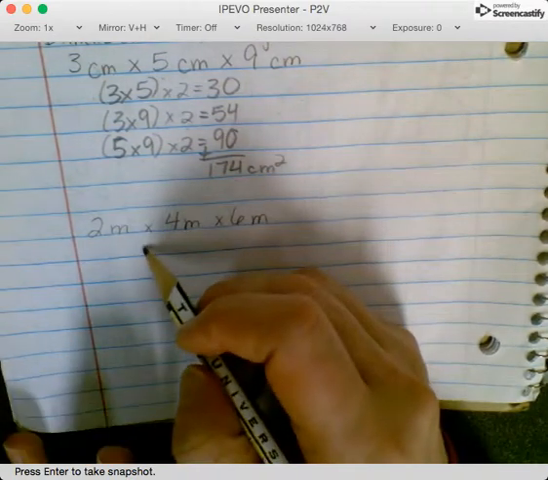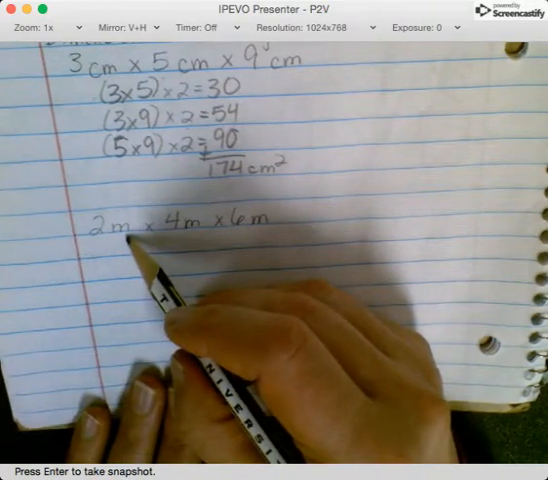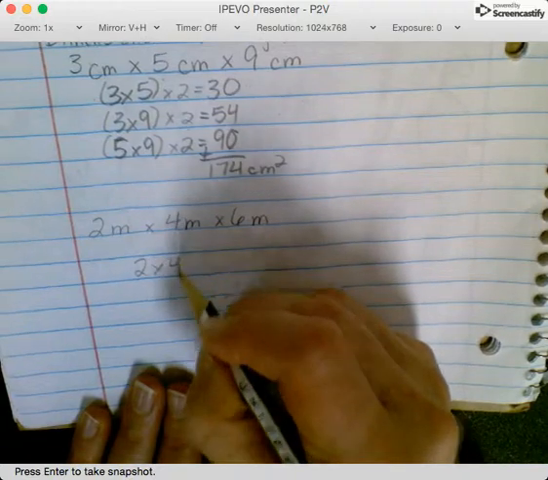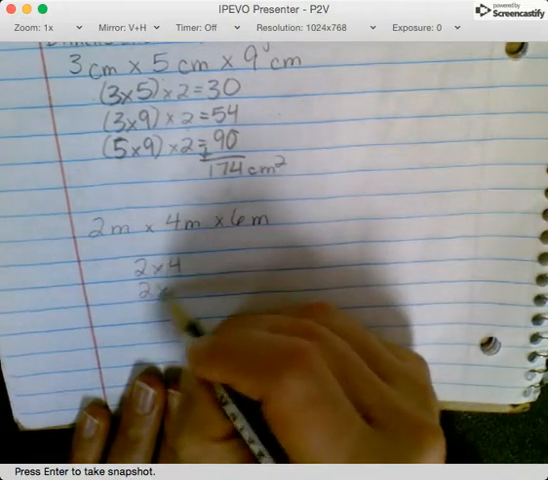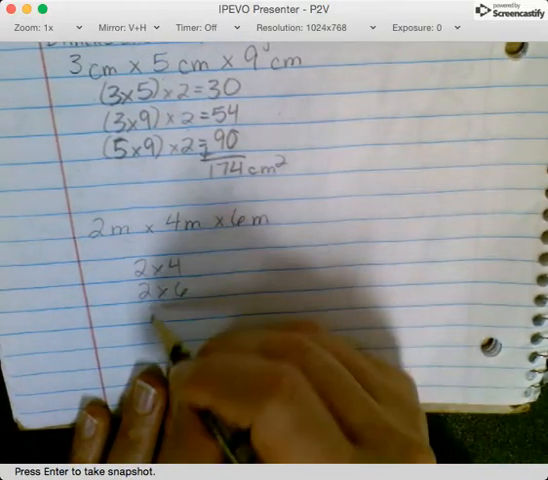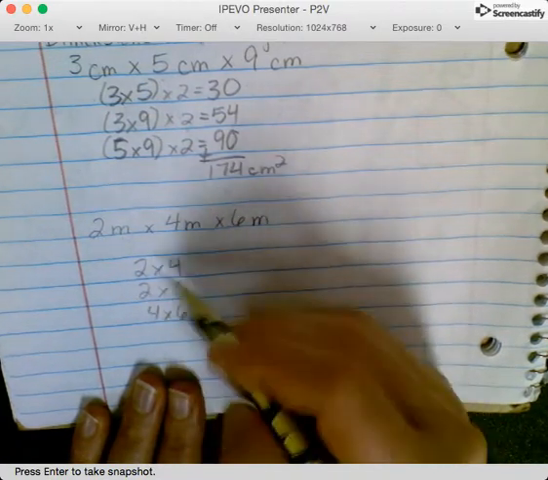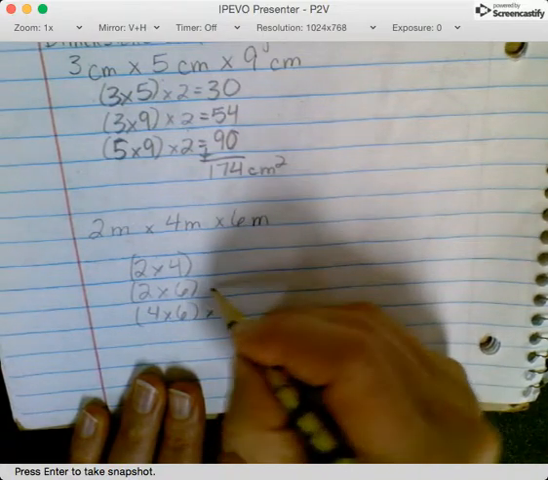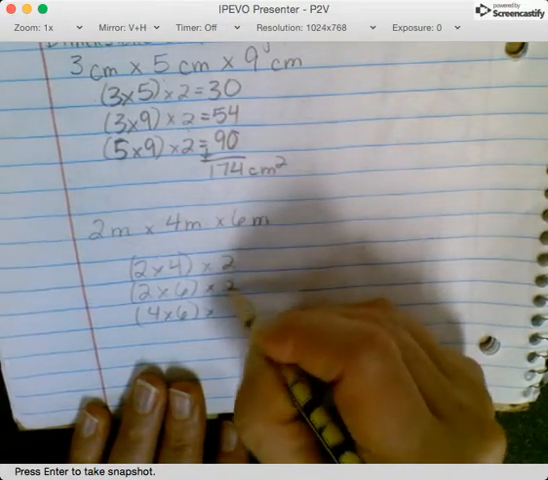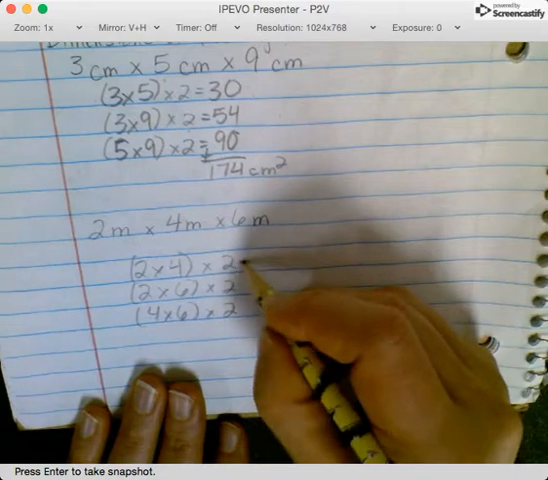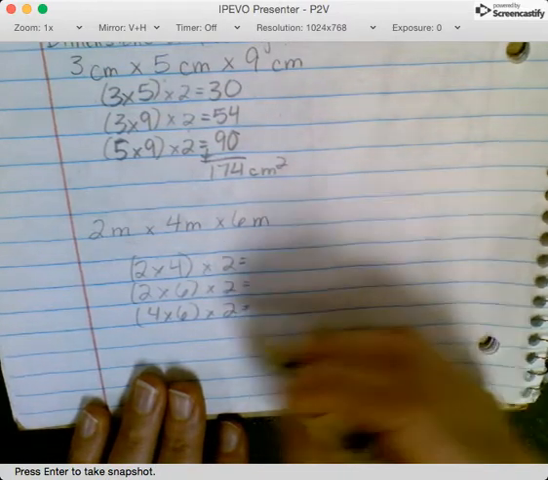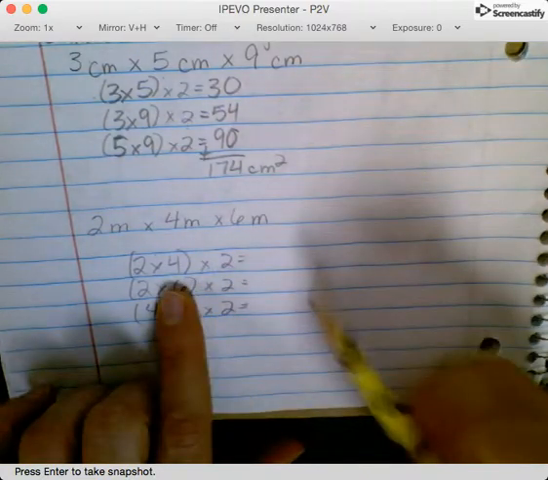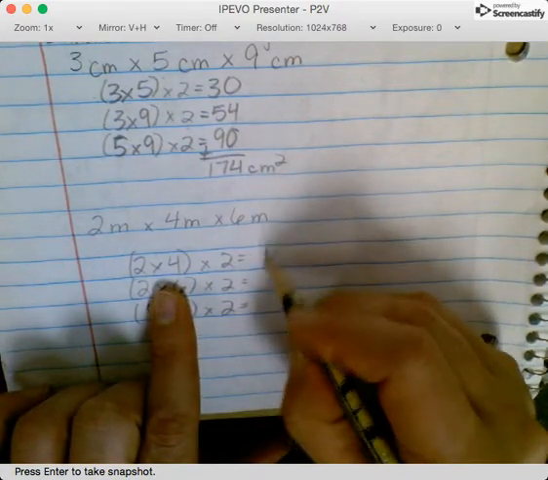Okay, let's do another example like this, and then I'll let you guys get on your way. So I match up my 2 and my 4, and I match up my 2 and my 6, and then I match up my 4 and my 6. And again, if this is a closed box, then there's going to be 2 of each. So I do 2 of each. If I was missing a side, I would only do 1 of whichever side I was missing.